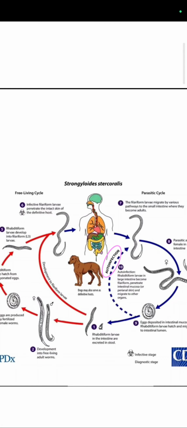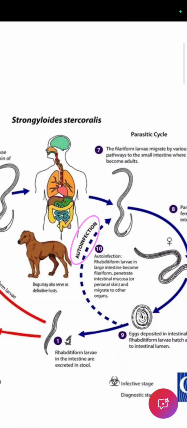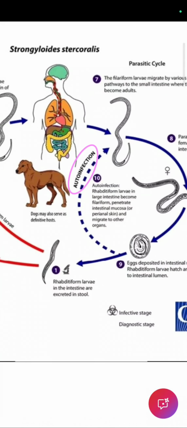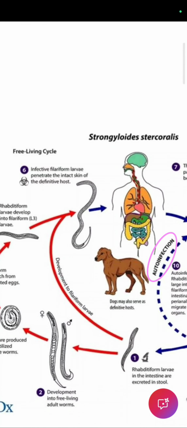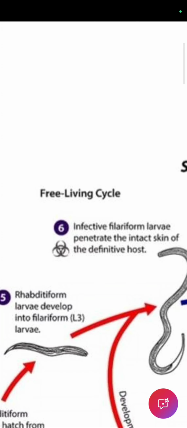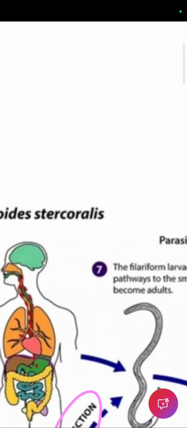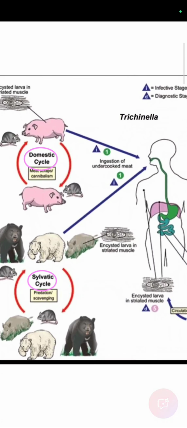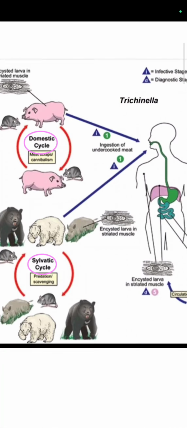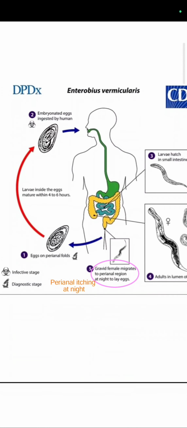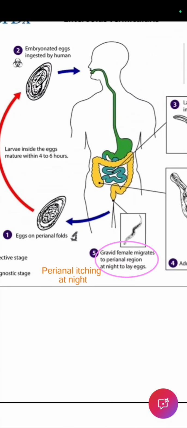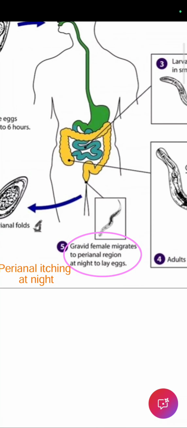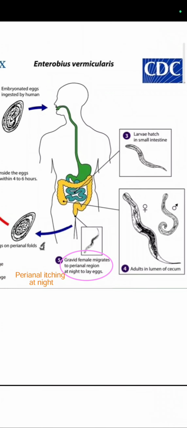Next is Strongyloides. Strongyloides, again you have to look for auto-infection, and other than that I couldn't really find any notable points specific to Strongyloides, but you'll be able to see these two cycles, free living and parasitic. Maybe you can remember it by that. Next is Trichinella. Here we have the two separate cycles, domestic cycle and sylvatic cycle. Next, E. vermicularis. The classic point associated with it is that it causes perianal itching at night because the female migrates to the perianal region at night to lay the eggs. So just look out for this thing.